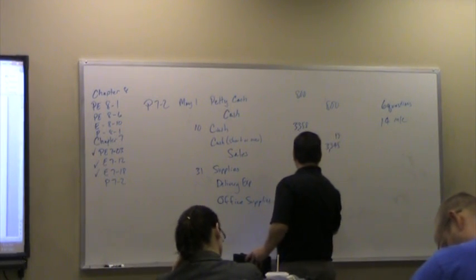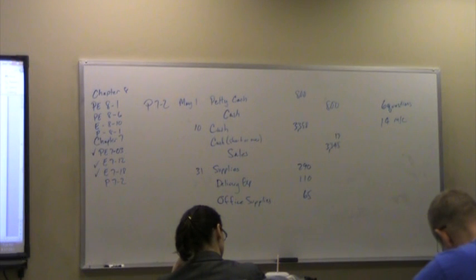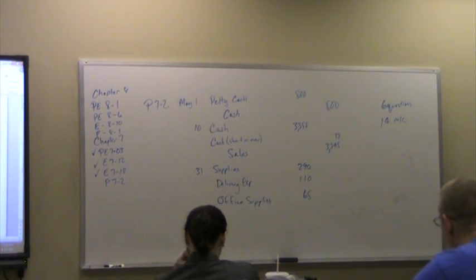All right. And then what do we have next? Miscellaneous administrative expense, $20 cabinet lock.